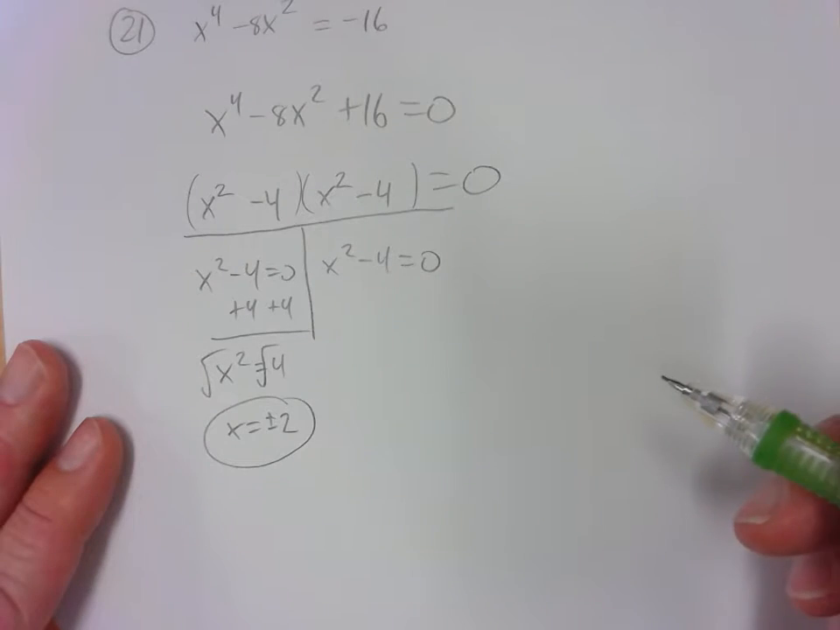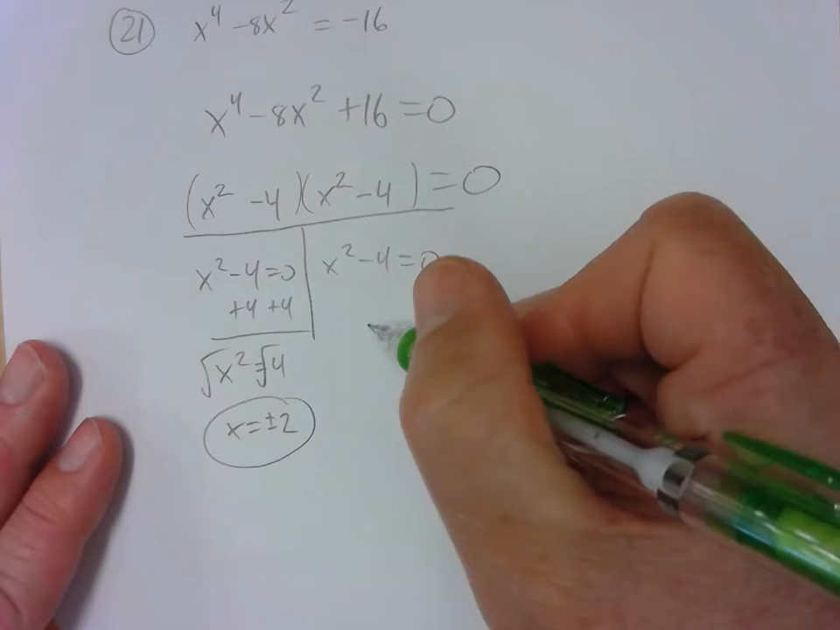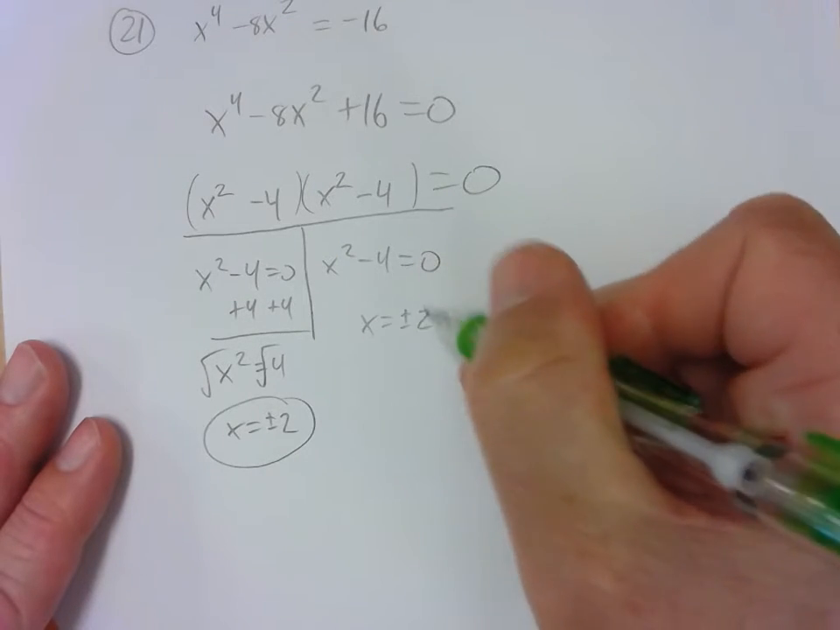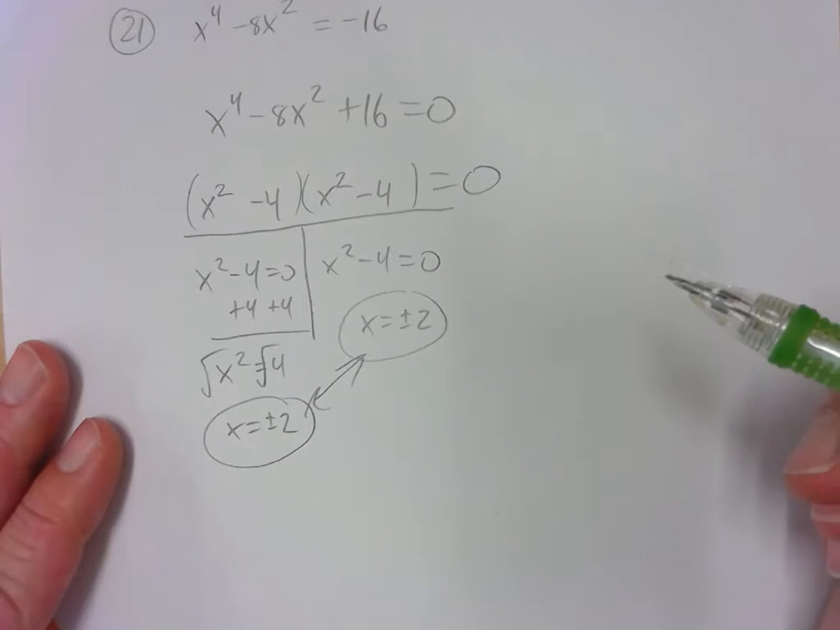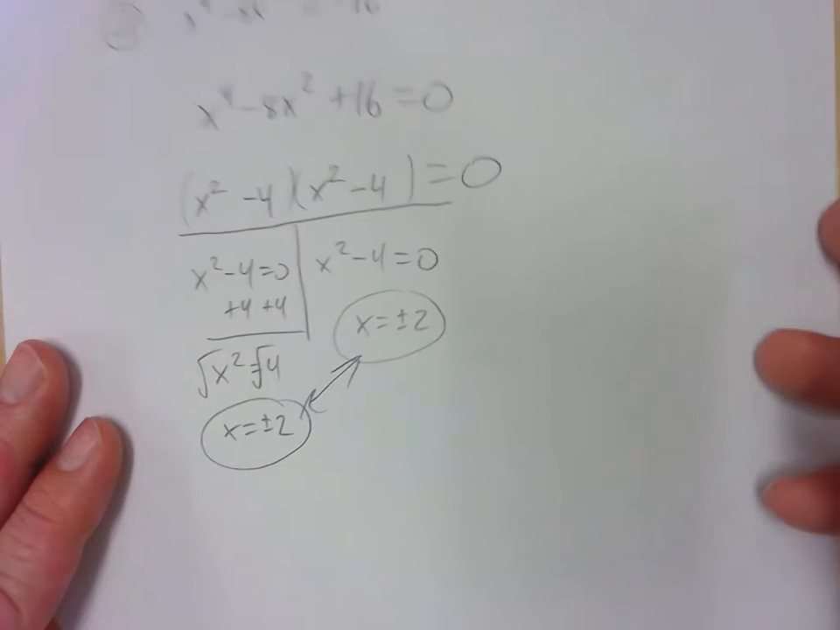Plus or minus 2. And if I do the same thing here, I'm going to get x is plus or minus 2. So there really are 4 solutions. It's just that they're repeated of each other. So it's the whole multiplicity idea.